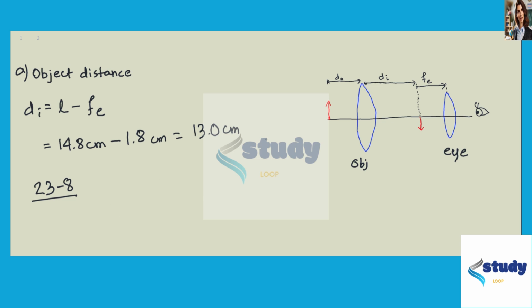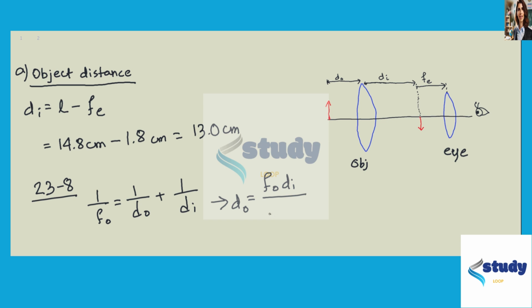Since we already know the focal length of the objective lens, we have to find the object distance. So if we use this equation, since we know the focal length, we can write do, or the object distance, in terms of focal length and the image distance. So from here, do will be equal to f0 di divided by di minus f0.